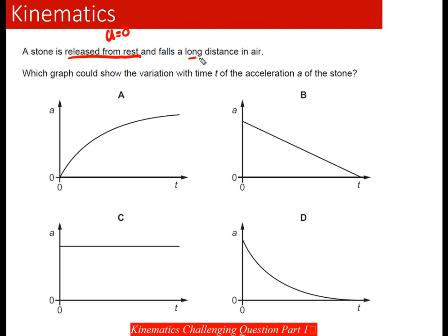Now, the second thing given to us is that it covers a long distance in air. It means the effect of air resistance is not negligible. So this is a very important point when we read this type of question. We need to always look for air resistance. Is the air resistance ignored, or is the air resistance present? In this case, air resistance is not ignored. It means we need to consider the effects of air resistance.